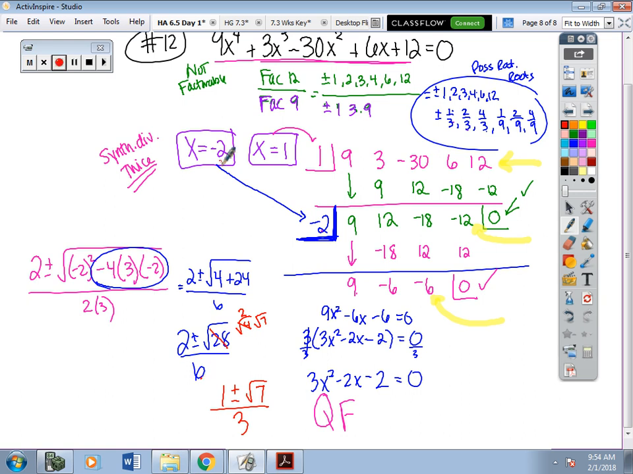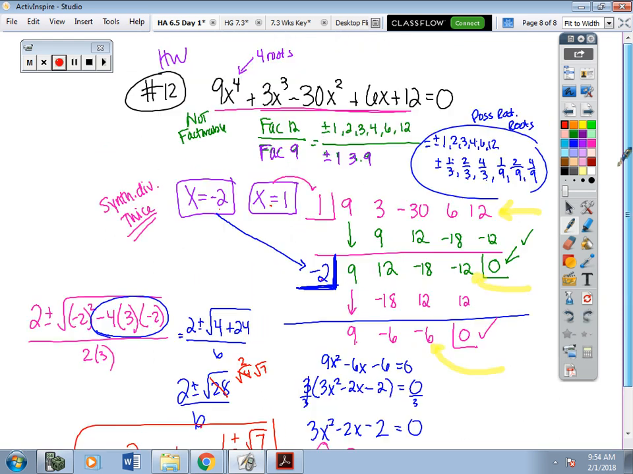And then don't forget about the other two answers you found up here so that we have them all in the same location. We should get negative 2, positive 1, and 1 plus or minus the square root of 7 over 3. So that's 1 answer, 2 answers, and 3 and 4. We'll check. There are my 4 roots.